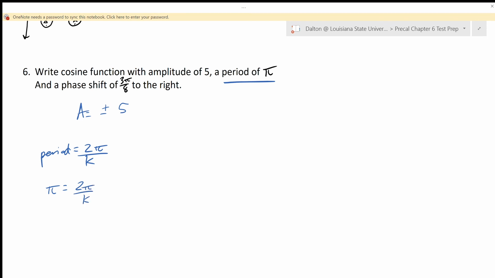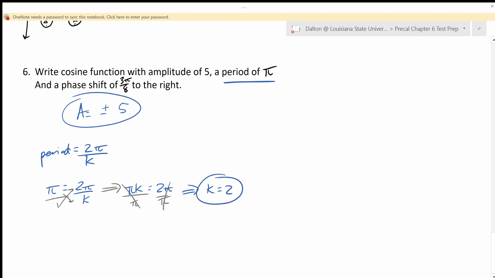So then if I put the left side over 1 and cross multiply, that implies that pi times k, or just pi k, equals 2 pi. And then if I'm trying to solve for k to plug that in my formula, divide both sides by pi, it cancels on both sides, giving us the value for k, which is 2. So there's one variable. And then lastly, the phase shift of 3 pi over 8 to the right.